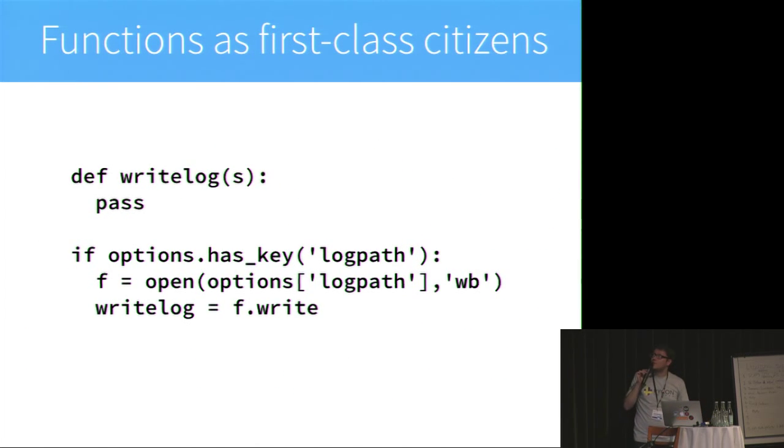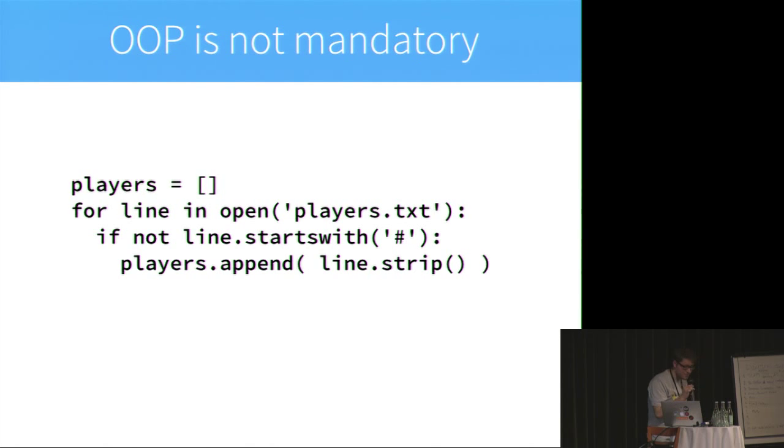Functions are first-class citizens. So let's say you want to have optional logging in your software. Well, I think you see what the code here does. Basically, if you have this option set, you open a log file and you replace this method with a write from that file object. This is just a very simple case of what you can do when you have functions as first-class citizens.